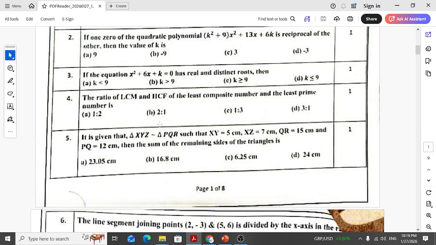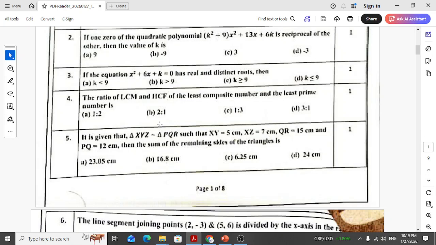A right triangle with sides 3 centimeters, 4 centimeters, 5 centimeters is rotated about the side of 3 centimeters to form a cone. What happens? So this is forming a cone, rotated about 3 centimeters. This is the 3 centimeter axis. If this is 3, this is 4, hypotenuse is 5. What is the question? Volume of the cone.